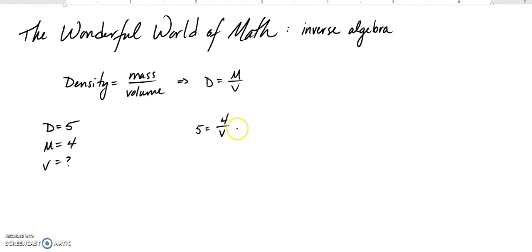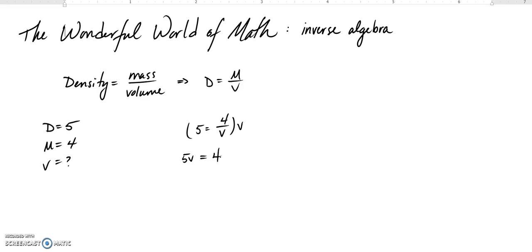So the first thing we're going to do is multiply the entire equation by v. You know, they always say multiply both sides, but in reality you're just multiplying everything by v. And so then you can divide by v, so it can go all the way. So if I multiply everything by v, what I'm left with is 5v equals 4.